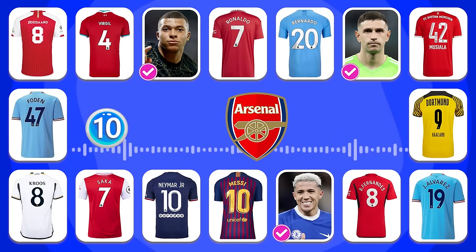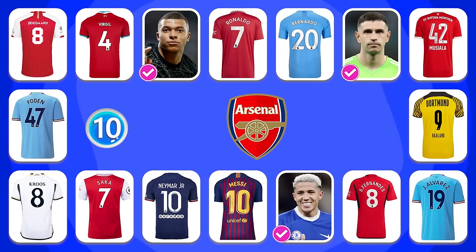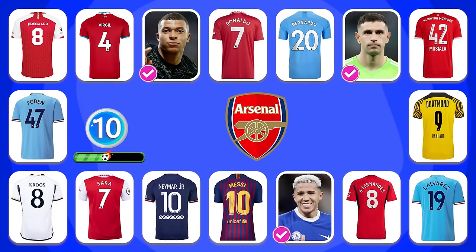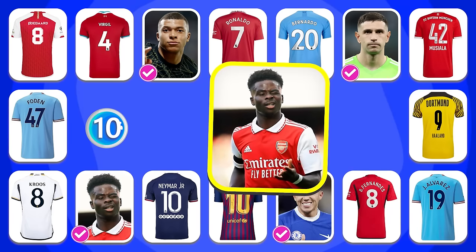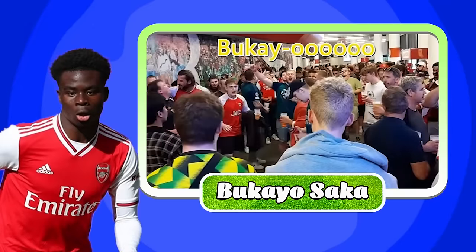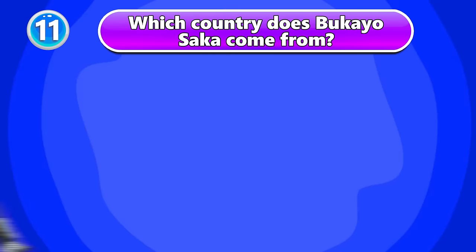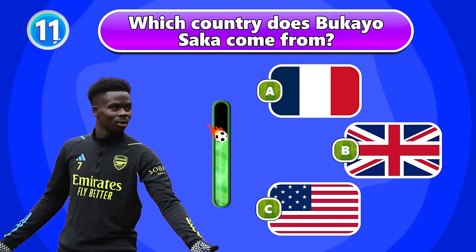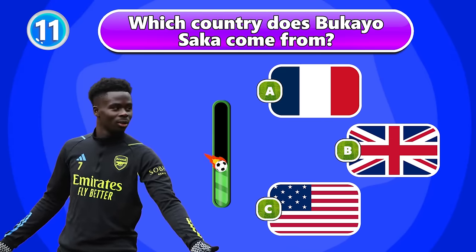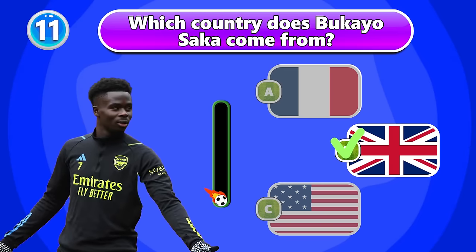Question 10. Guess the football player by his club transfer. Yes, it's Bukayo Saka. Question 11. Which country does Bukayo Saka come from? Exactly! He comes from England.